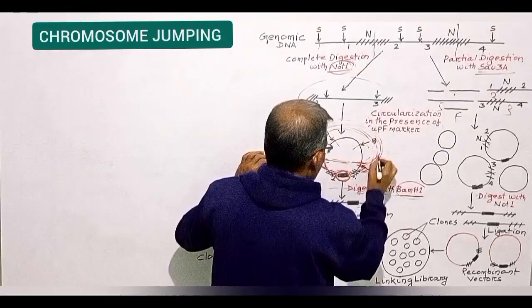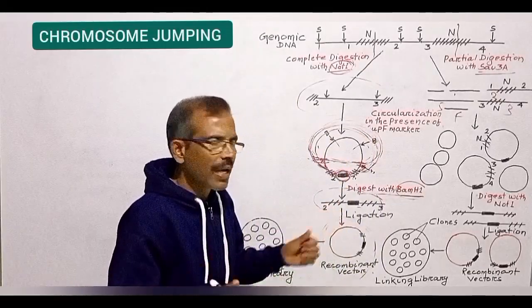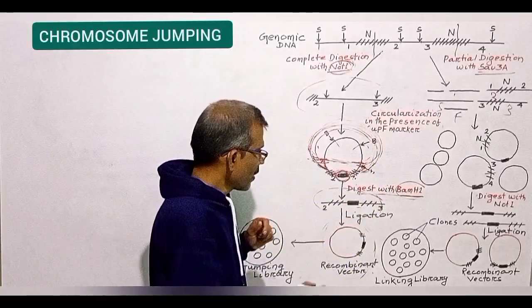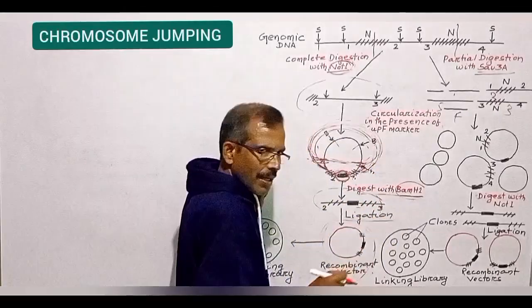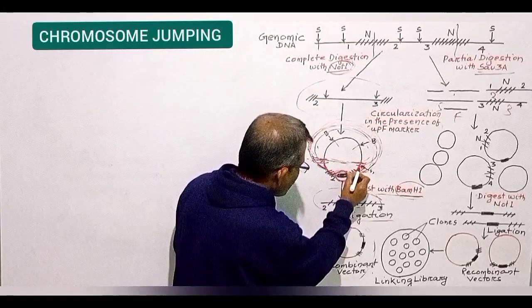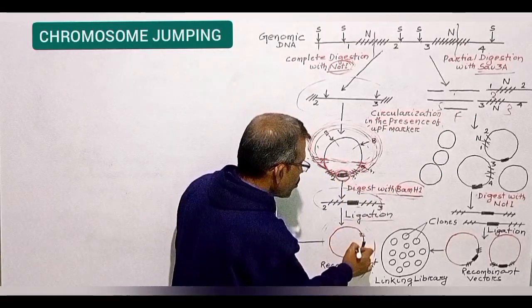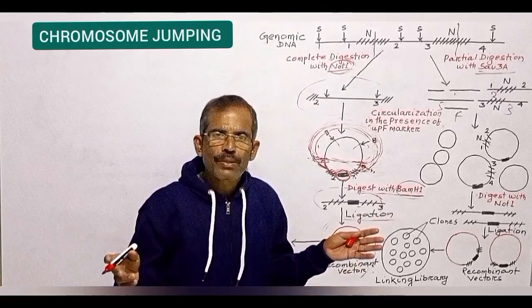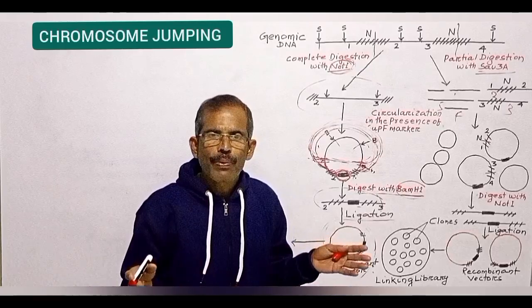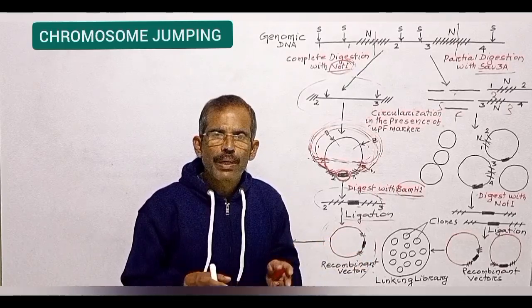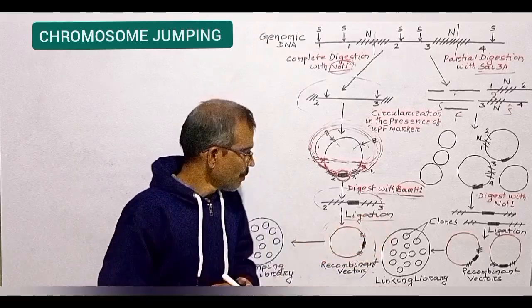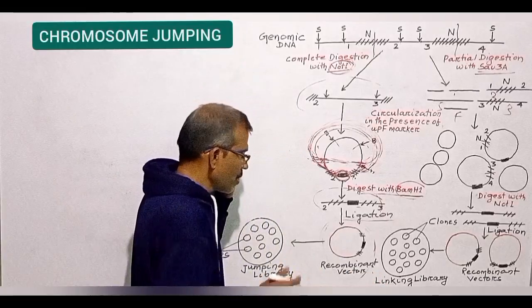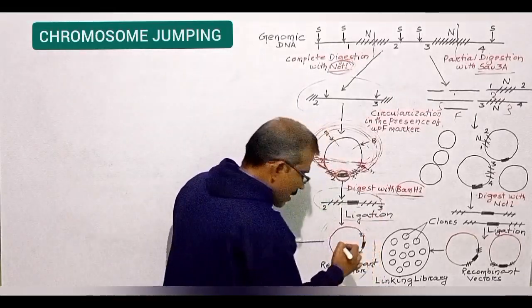By removing a significant portion of the circular DNA, we will be able to jump from one section of the chromosome to another. Next step is ligation. In this step, the remaining DNA fragment is ligated into a suitable cloning vector. For chromosome jumping, cloning vectors such as plasmids, cosmids, lambda phage, yeast artificial chromosome and bacterial artificial chromosome are used. In this figure, plasmid has been used as the cloning vector.